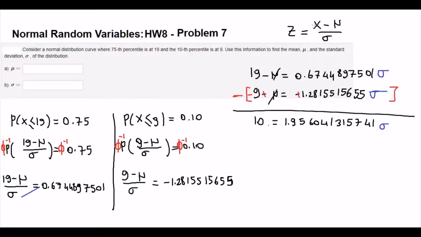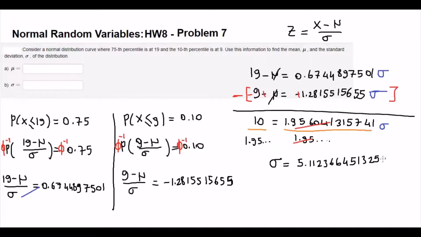So sigma is equal to 10 divided by the coefficient of sigma. So that's going to be that 1.95 number. So these cancel out. So sigma is equal to 10 divided by that 1.95 number. So our sigma is equal to 5.112366. And you can stop at any digit you prefer. So now we know the value of sigma.